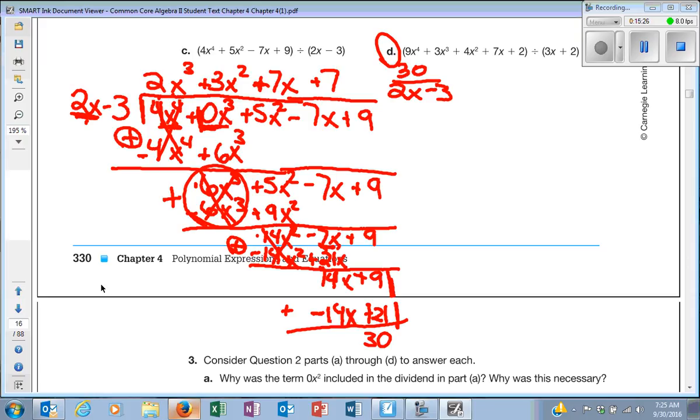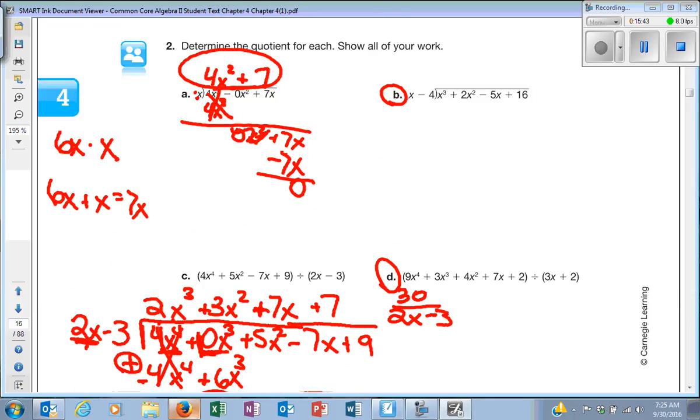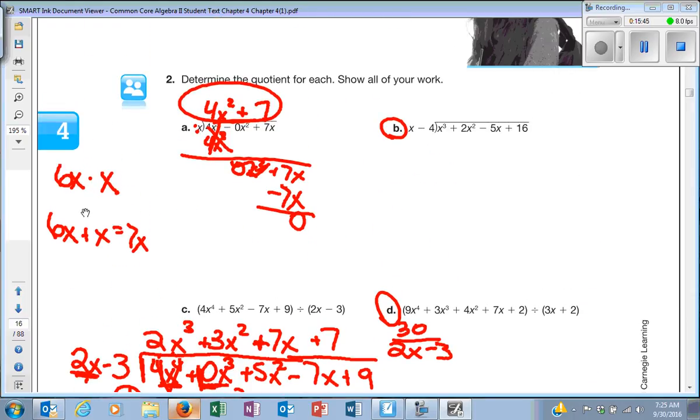Are you following me? Now, is this a factor? No, it is not. How do I know it's not a factor? Because we got a remainder. What's this one up here? Is x a factor of these guys? Yes, because I had a 0 remainder. How are we doing?